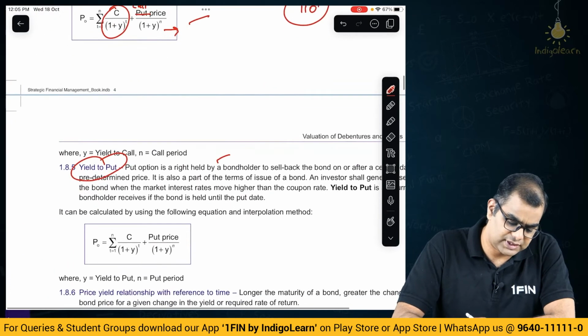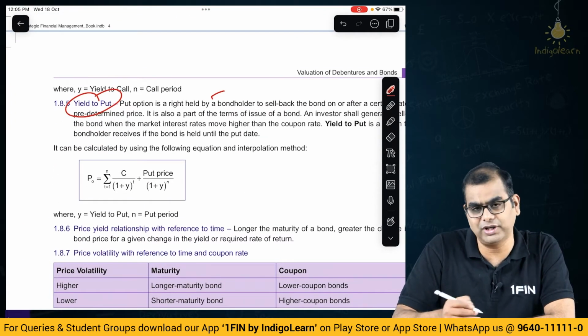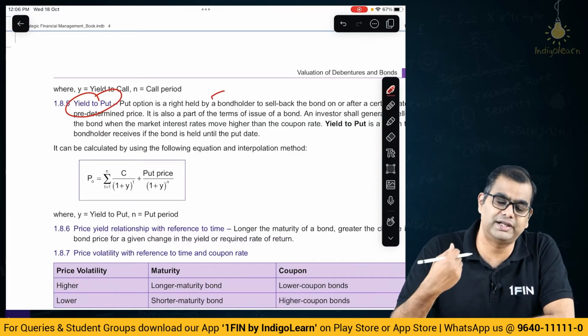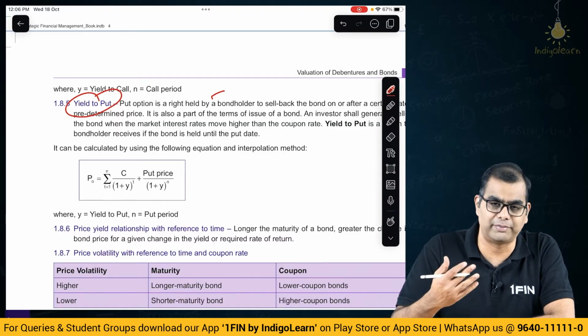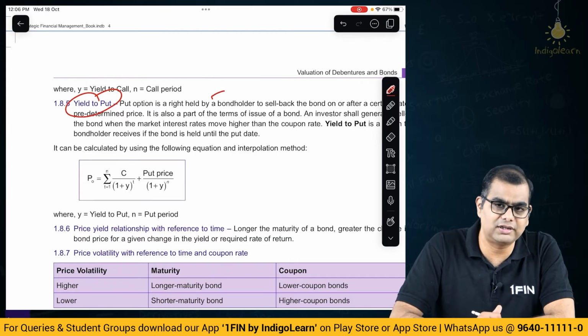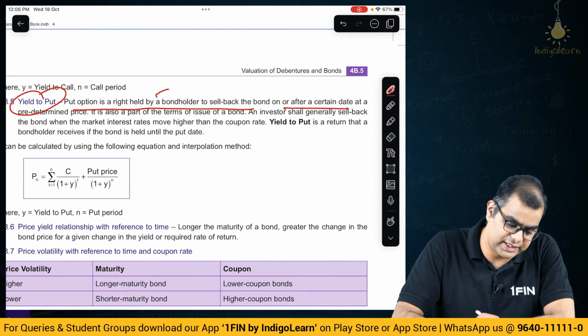Same way, how do you do yield on a puttable bond? A puttable bond is exactly the opposite, which is, the investor, the bondholder, has a right to sell it back to the company based on predetermined terms at a predetermined price. Now, when will a bondholder sell back the bond to the company at his or her option? Put option is a right held by the bondholder to sell back to the company on or after a certain date at a predetermined price. It is also part of the terms of the issue of the bond.